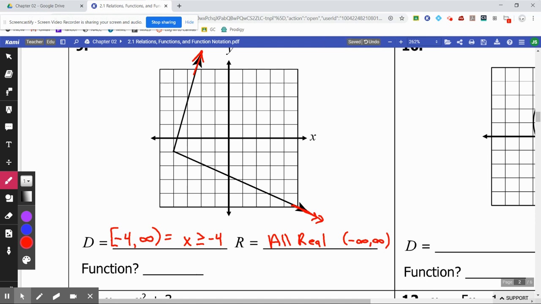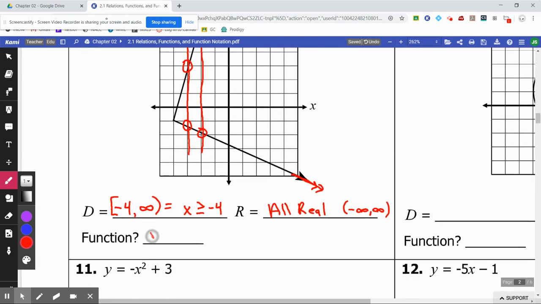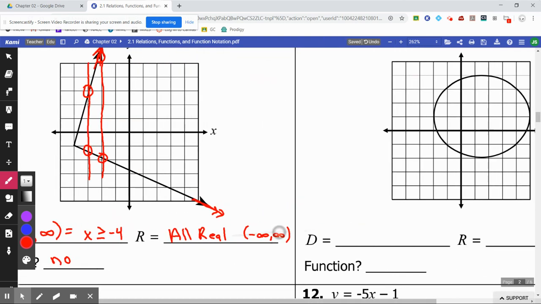Now, is it a function? If I were to draw a vertical line here, notice what happens. I hit a point here and here. If I were to move over to here and draw a vertical line, I hit a point here and here. If you can draw any vertical lines and hit two different points, this is not a function.